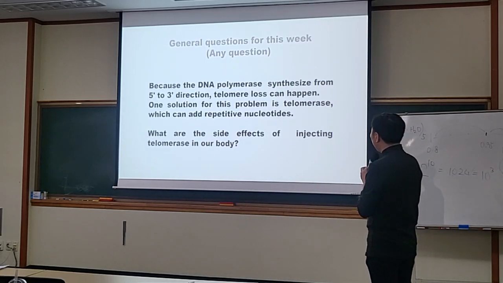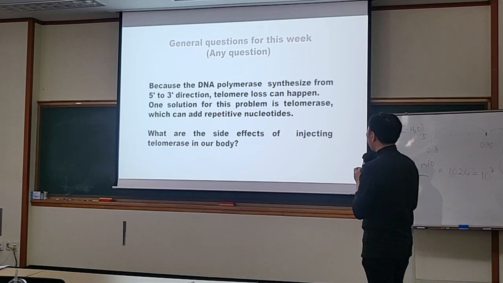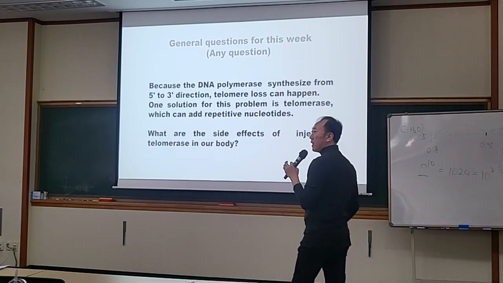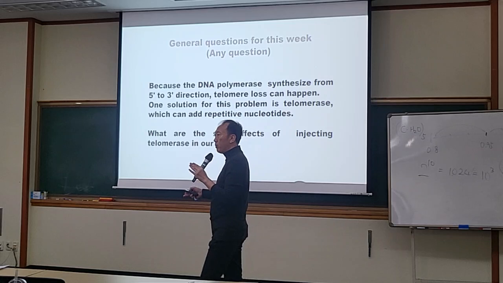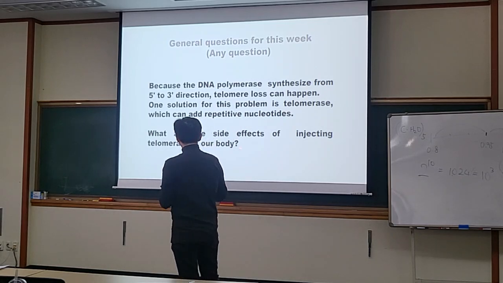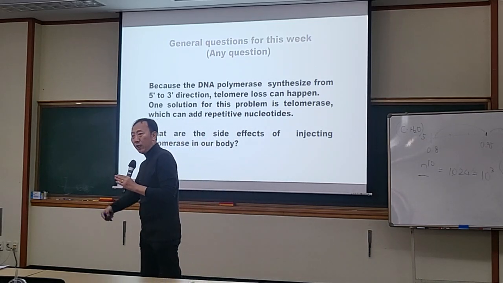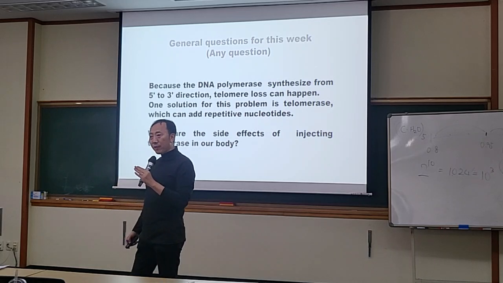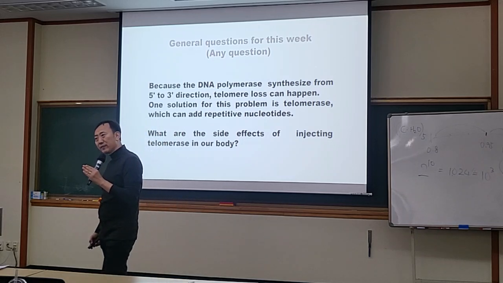Okay, here is the telomerase case. Because of the Okazaki fragments, the telomere can be shortened and shortened. How about we add telomerase to make it longer and longer, and we can live forever? That's one good idea. Our cells do not get aged, but that increases the chance of getting more cancers.